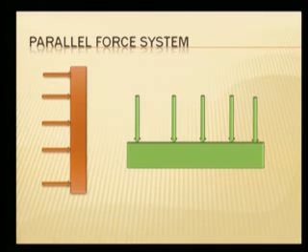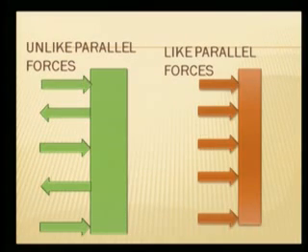Another one is the parallel force system: the forces whose lines of action are parallel to each other are known as a parallel force system. It may be horizontal or vertical. But if the forces whose lines of action are parallel to each other are acting in opposite directions, they are known as unlike parallel forces. So we can see here this force is acting in this direction and this force in the opposite direction, so they are unlike parallel forces.